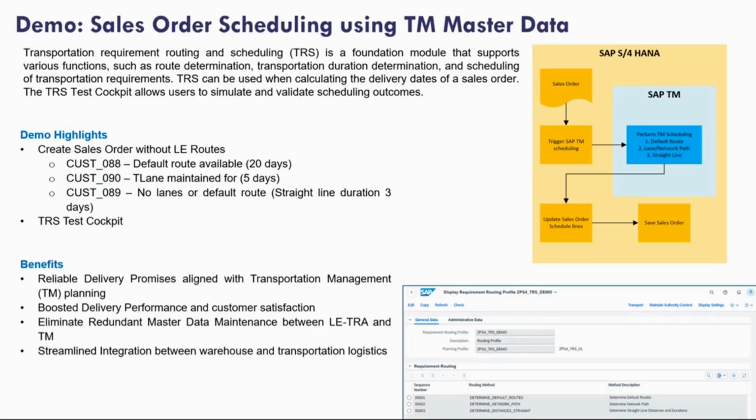Some of the benefits are that reliable delivery times can be provided to the customers. Obviously, it will improve customer satisfaction because the scheduling is a lot more accurate. And we don't have to maintain the data both in lanes and LE routes. That used to be a common issue in the older releases, where we had to maintain LE routes in SAP Core S4 and TM lanes also, or other TM master data like routes. And there is a streamlined integration between warehouse and transportation for logistics once the dates are in place.